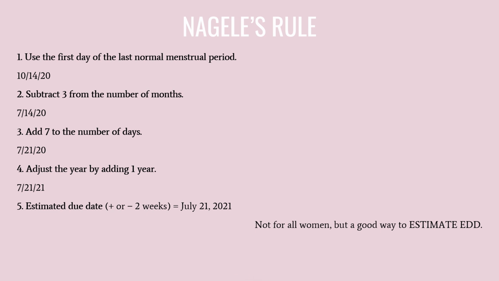So to do this rule, you're going to take the first day of the last normal menstrual period. So for example, October 14th, 2020. You're going to subtract 3 from the number of months. So October minus 3 brings you to July 14th, 2020. You're then going to add 7 to the number of days. So that takes you from the 14th to the 21st. And then you're going to adjust the year by adding 1 year.